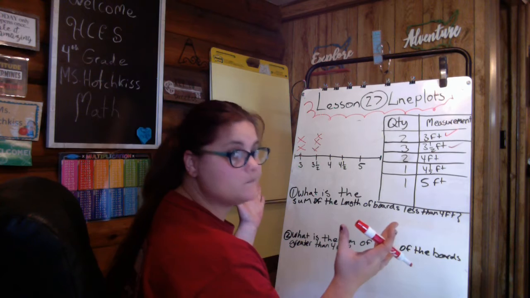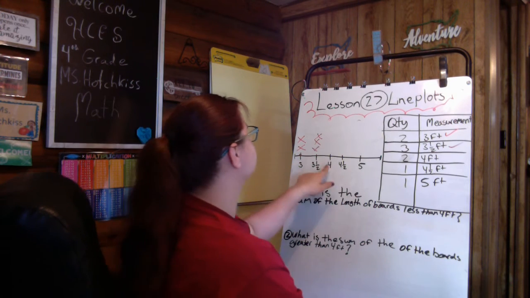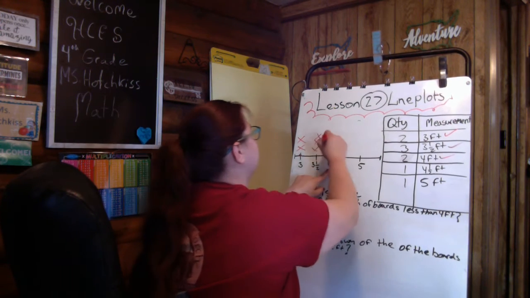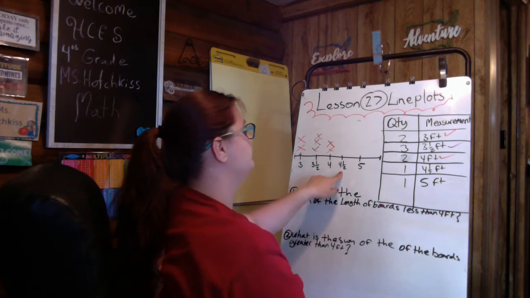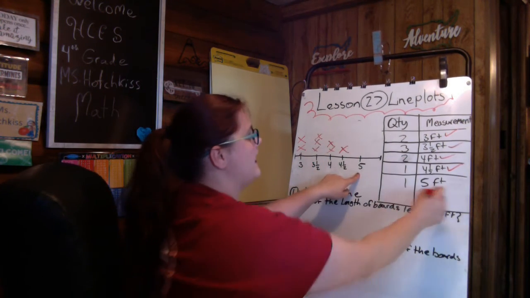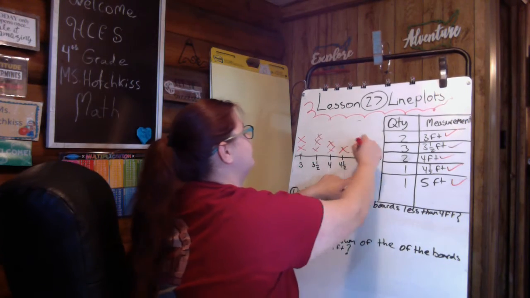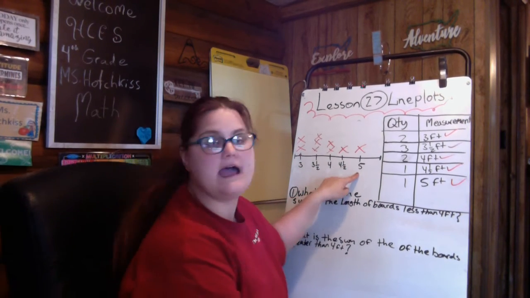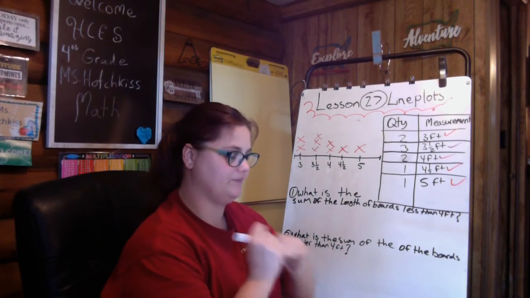Understand? Good. So we have 2 4-foot boards: 1, 2. We have 1 4.5-foot board: 1. And we have 1 5-foot board. So now we have our line plot done.